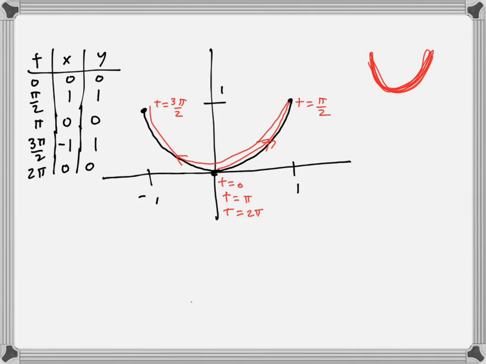Okay, so this is the pattern every 2 pi. Middle to right to left to middle. Right? So we got to be careful. It's not just about the relationship, but it's also about considering the domain.